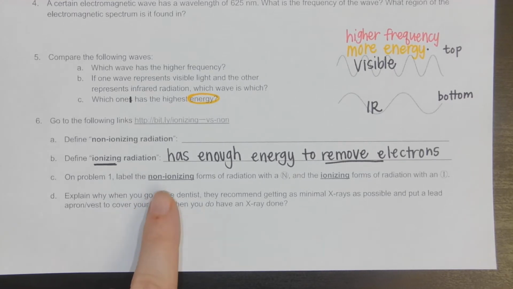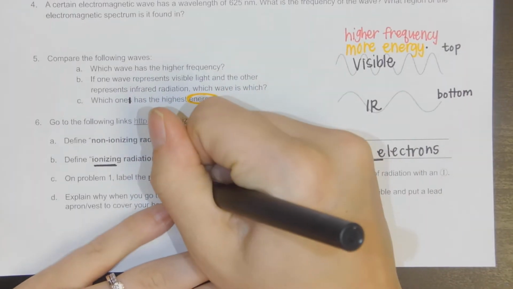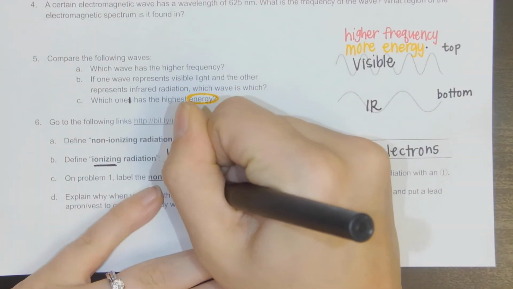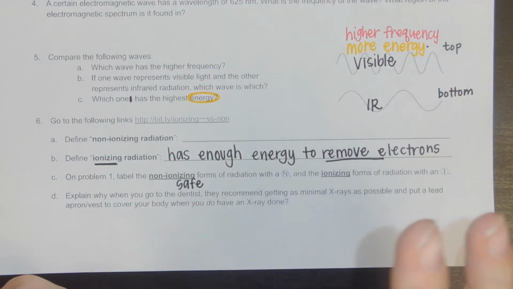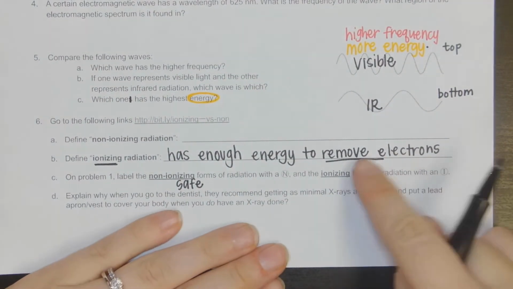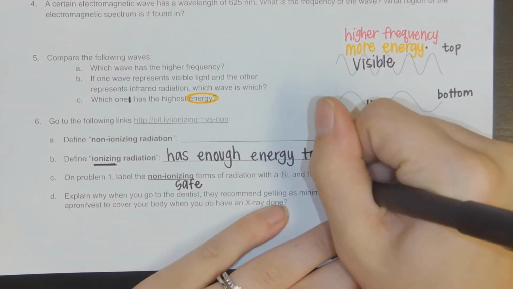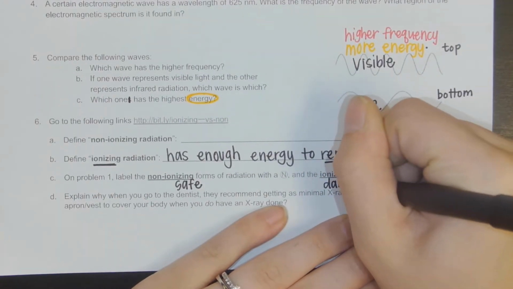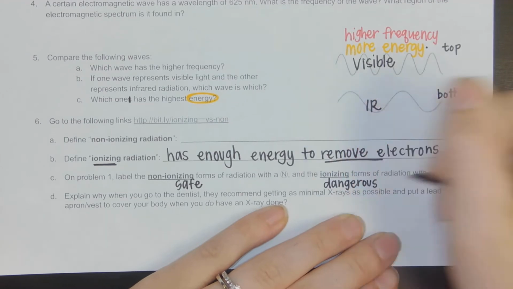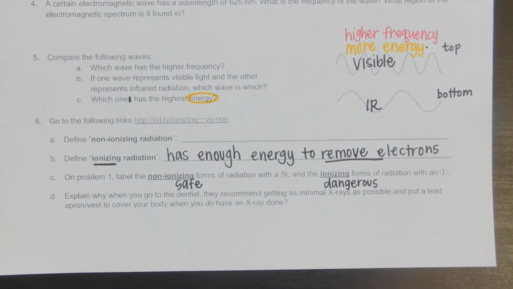On problem 1, label the non-ionizing forms. We're going to call this safe, because it's not damaging your cells. It's not stripping electrons off of you. And ionizing, this is going to be what we consider dangerous because it's so high energy that it's actually removing electrons from our body.